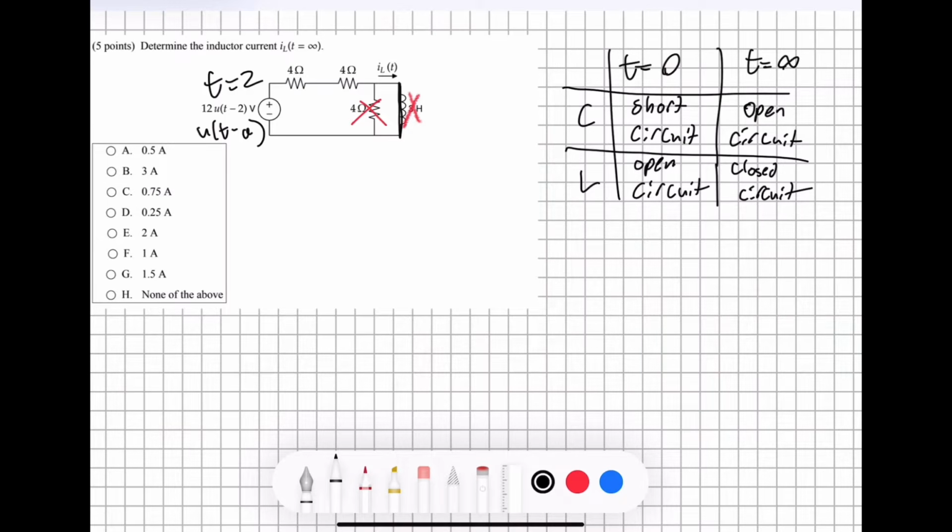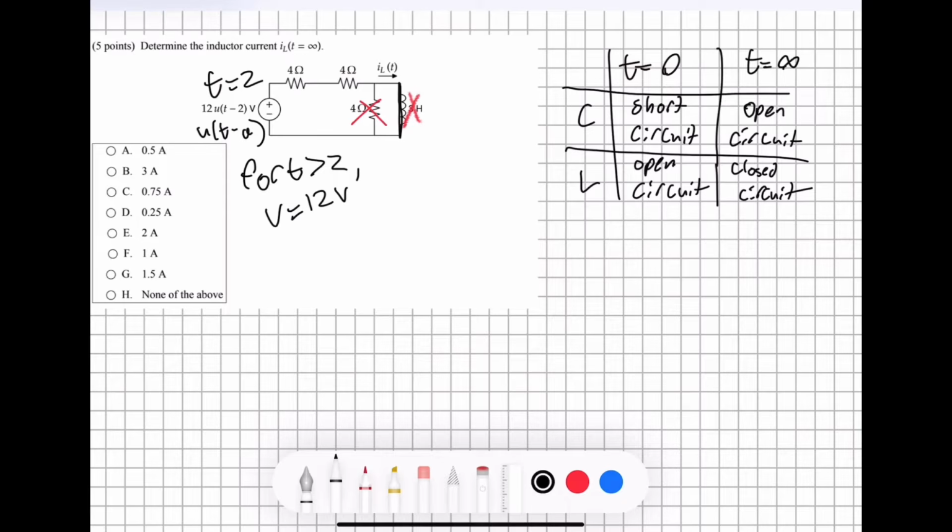After 2 seconds, we're going to have 12 volts, because 12 is the number we have at the beginning of this expression here. So that means for t greater than 2, the voltage is equal to 12 volts. And that includes when t is equal to infinity, because infinity is greater than 2.